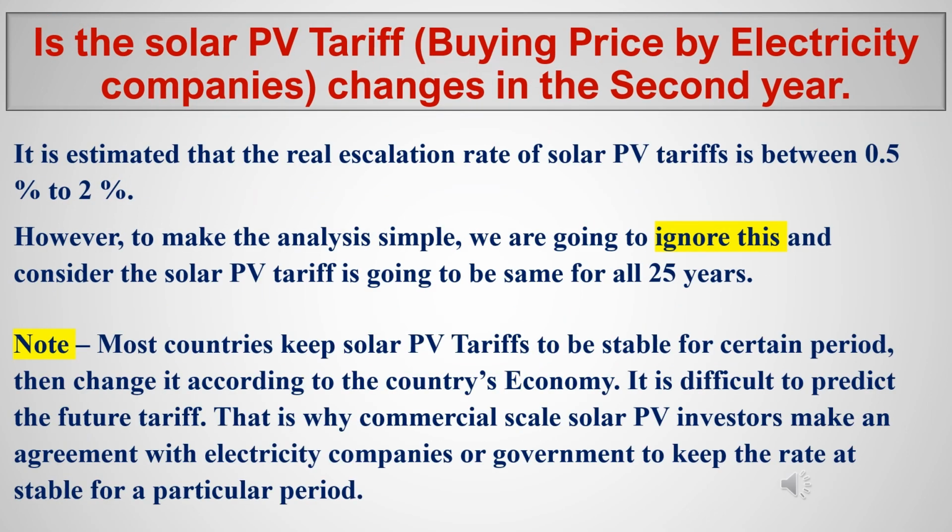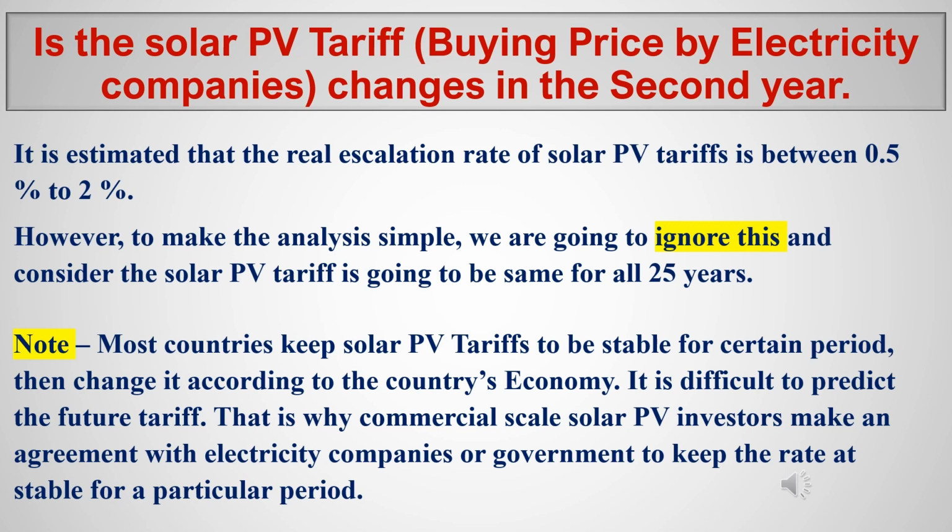Does the solar PV tariff, the buying price by electricity companies, change in the second year? It is estimated that the real escalation rate of solar PV tariffs is between 0.5% to 2%. However, to make the analysis simple, we are going to ignore this and consider the solar PV tariff to be the same for all 25 years.